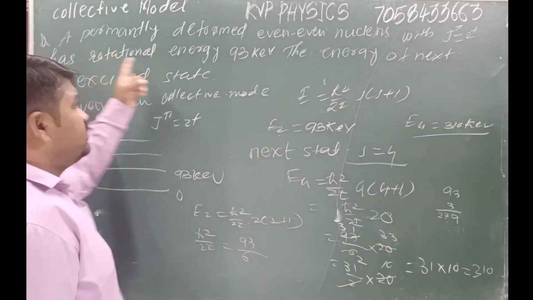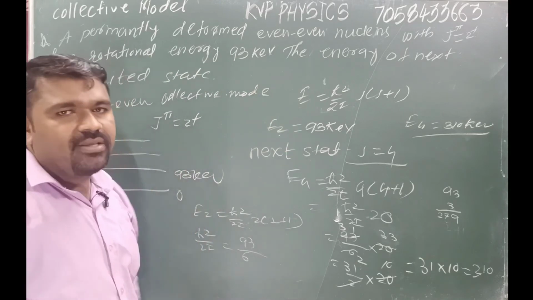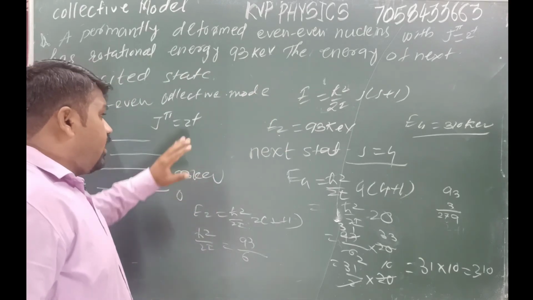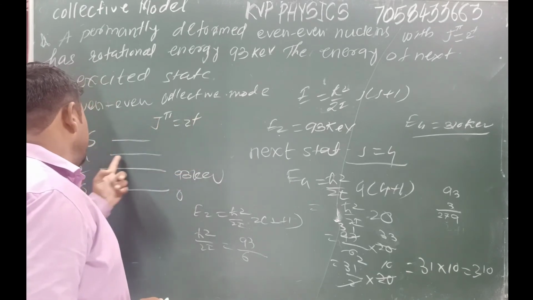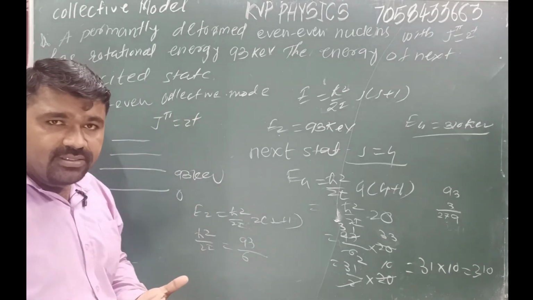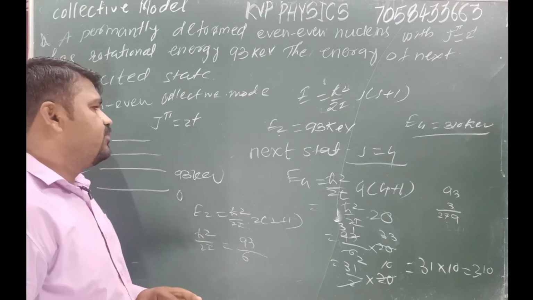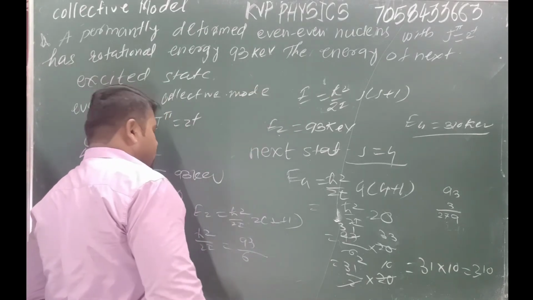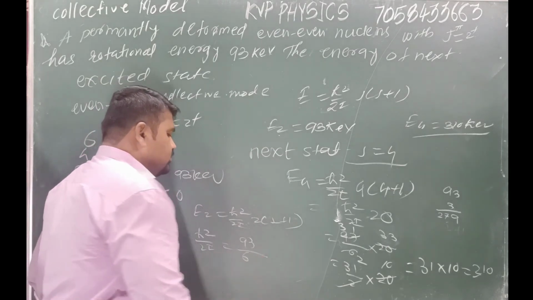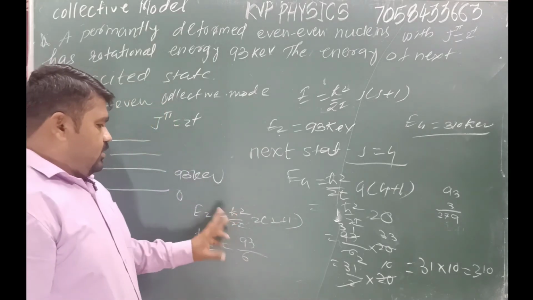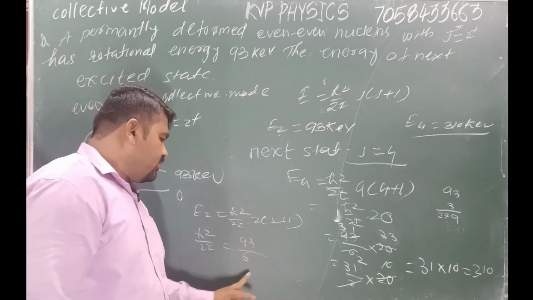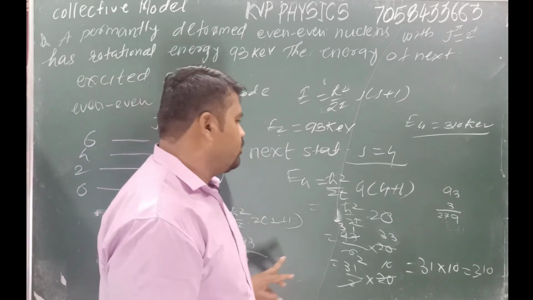Got it? This is the deformed nucleus with J pi equal to 2 plus. That is the given data, J pi equal to 2 plus, this state. And the next state for this system is J equal to 4. Finding ħ² upon 2I from the initial data, ħ² upon 2I is equal to energy upon J into J plus 1. Substitute here and we get ħ² upon 2I.